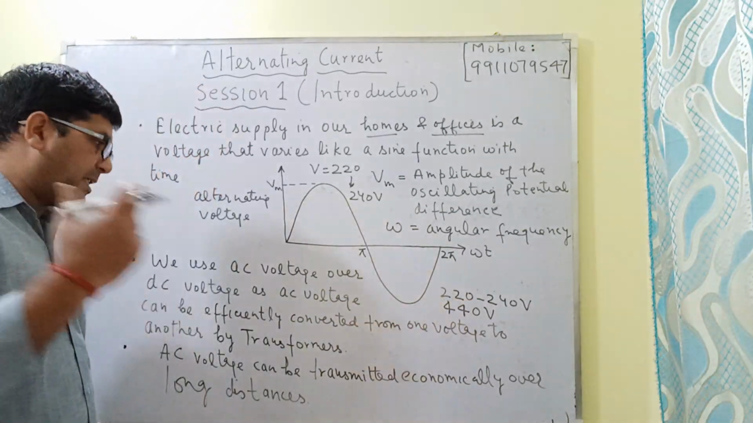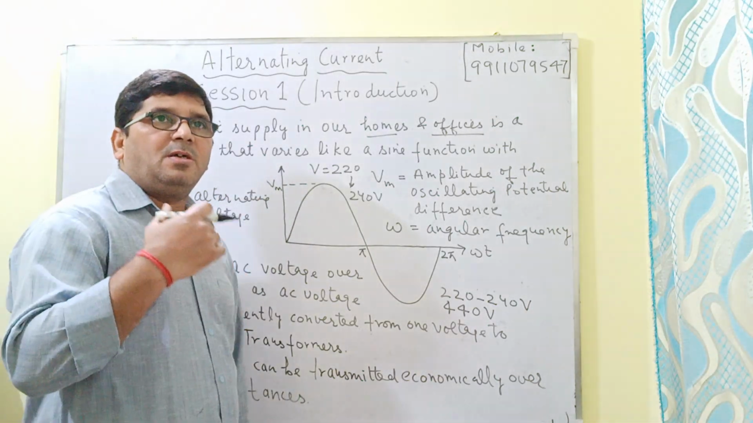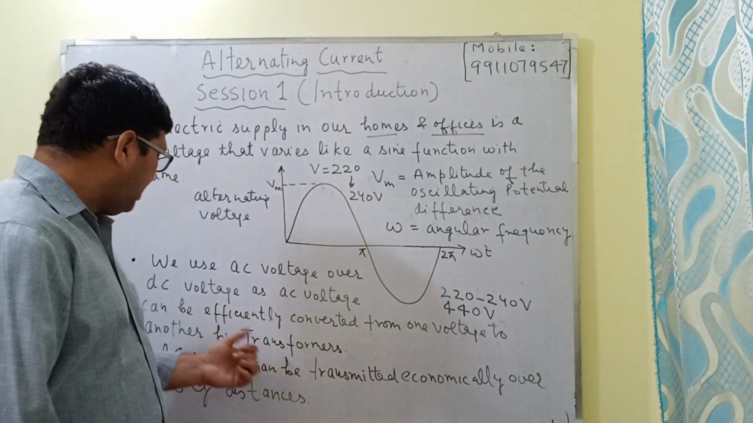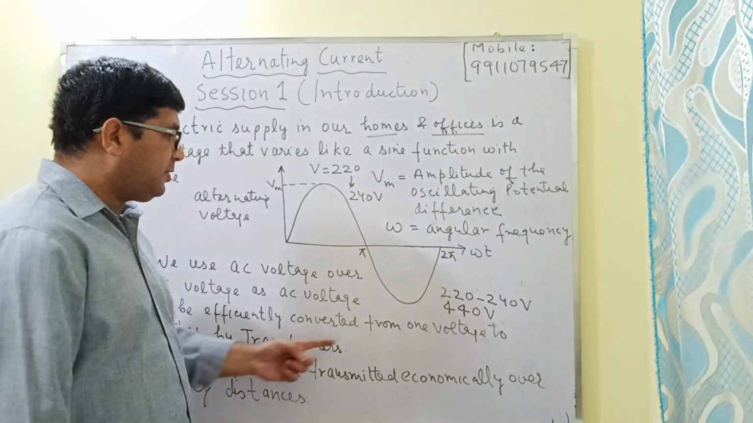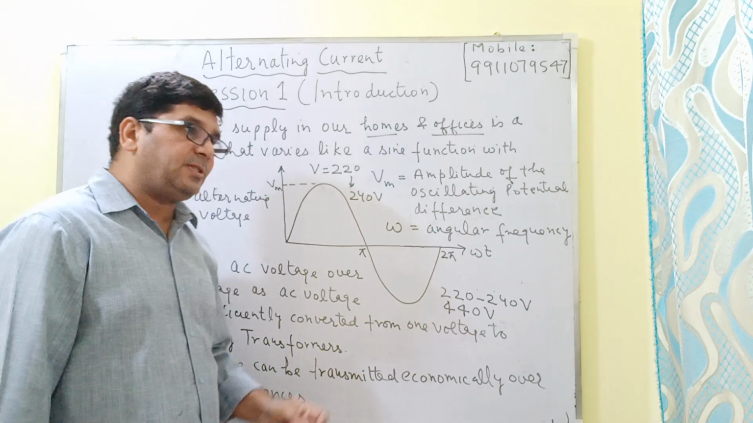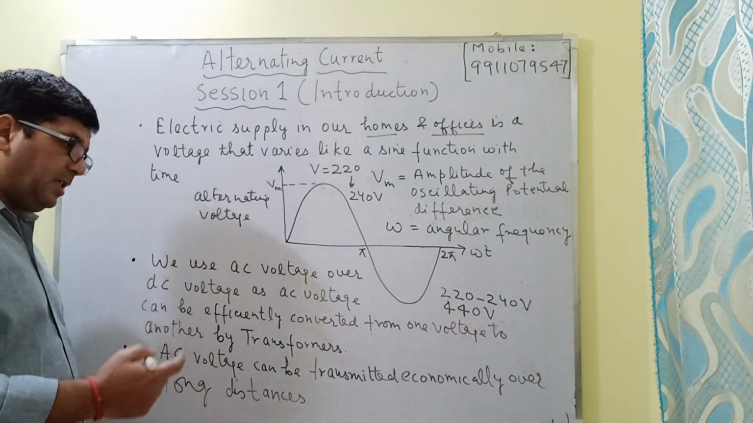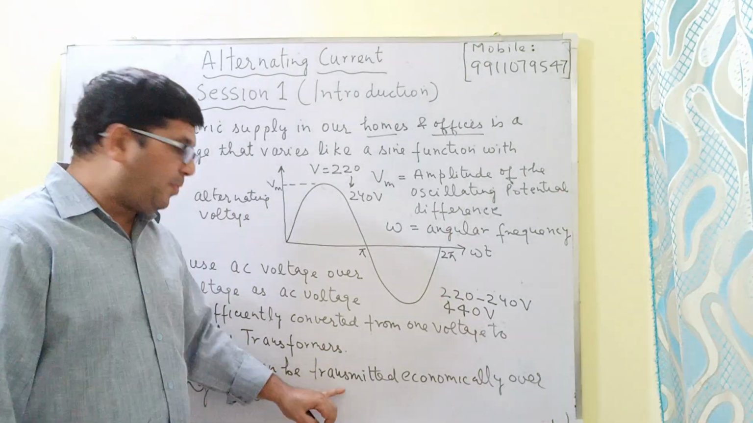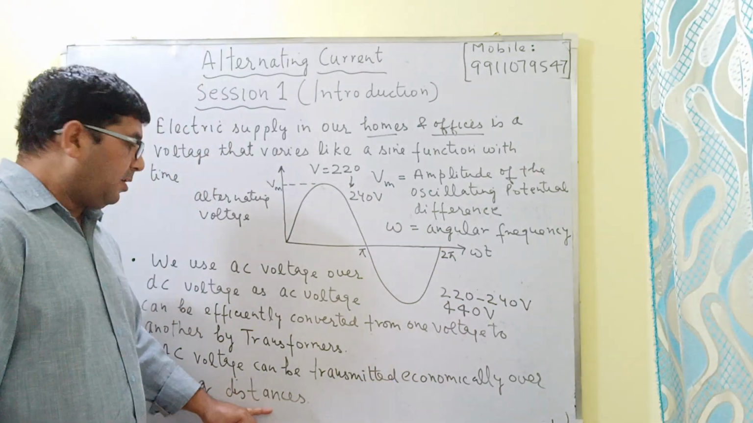Whereas if we want to transmit this electric supply to remote places or over long distances, then in that case we use step up transformers to step up the voltage which we are getting from the power plants to a higher voltage. In doing so, we are also able to transmit this electrical power economically over long distances.